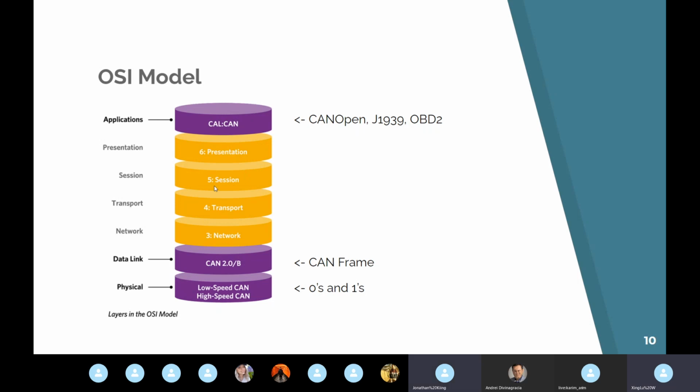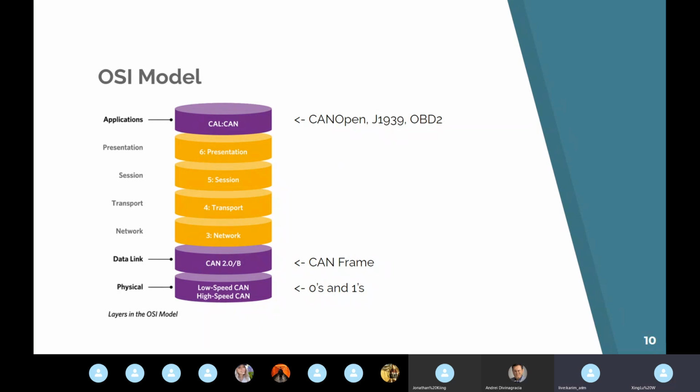Oh, so those 4 yellow ones don't exist at all? Yeah, you don't really care about those. Oh, okay. So would it go from physical to data link to application? Something like that. This is more of a representation of where things exist.